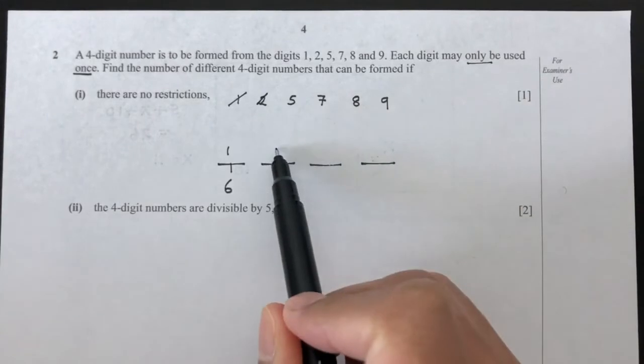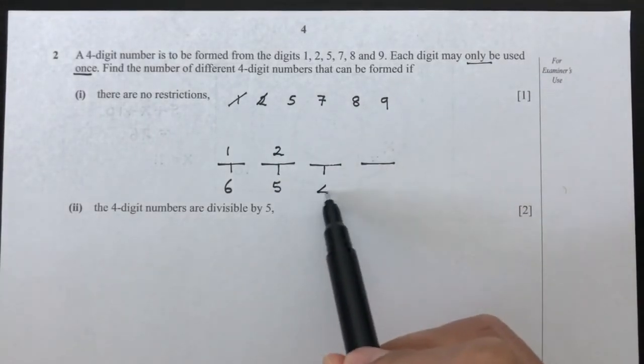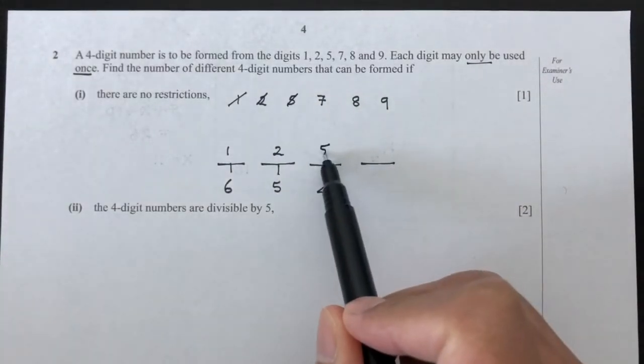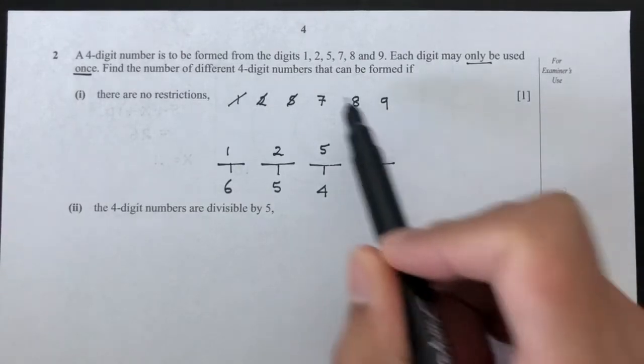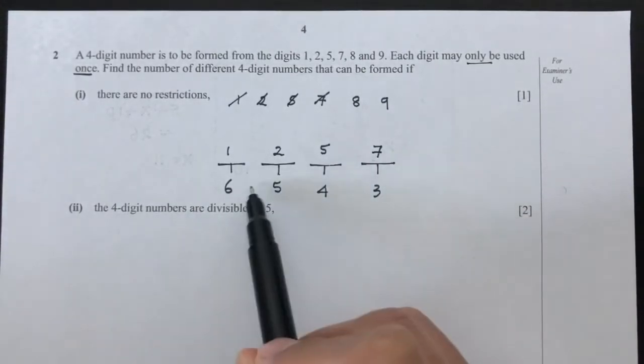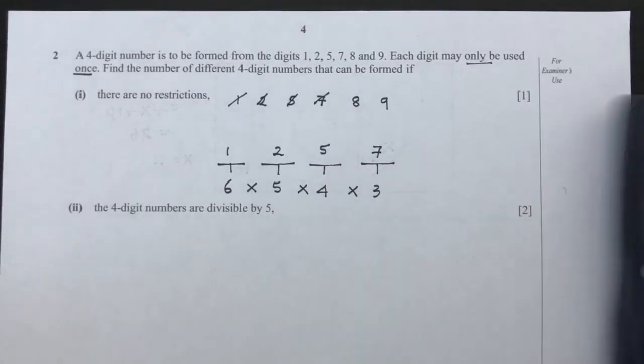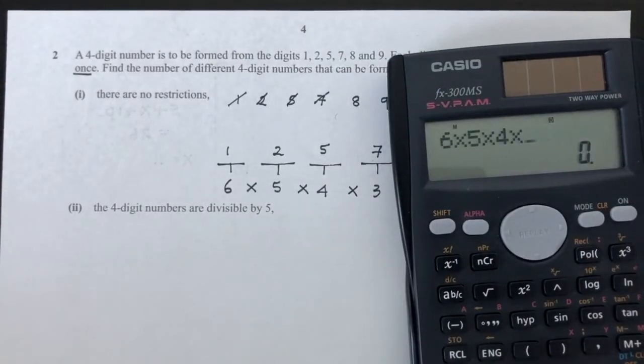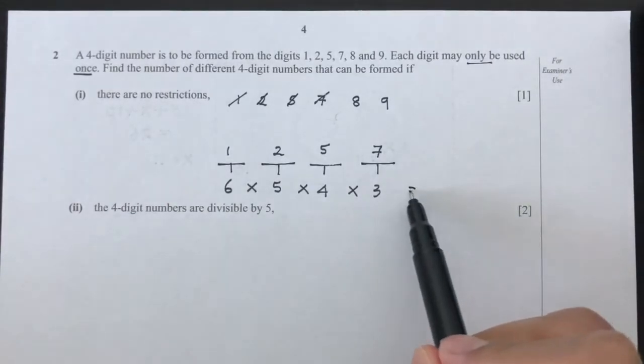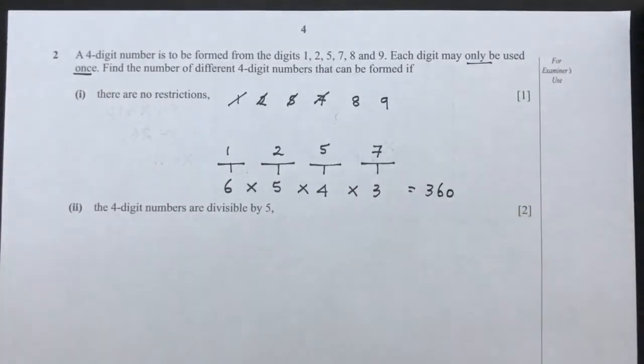Let's say we choose 2. And then we have 4 choices. Let's say we choose 5. And then you have 3 choices. Let's say we choose 7. So your answer will be 6 times 5 times 4 times 3. That will be 360. Now, that will be one of the ways you can find the answer.